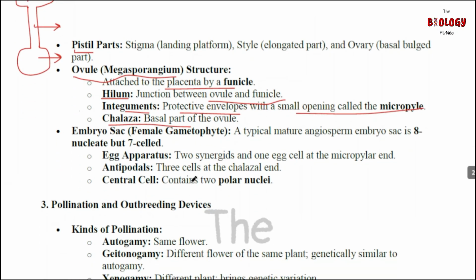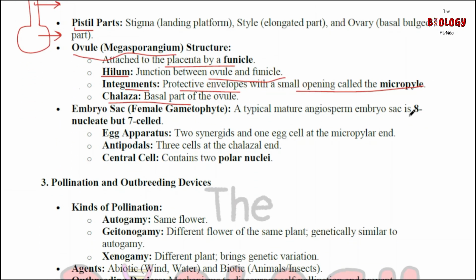The mature embryo sac consists of 8 nuclei and 7 cells. Let us learn about it. There is the egg apparatus, which consists of 2 synergids and 1 egg cell at the micropylar end. There are the antipodals, which are 3 cells at the chalazal end, and in the middle there is a central cell which consists of 2 polar nuclei. If you calculate it, you will find that there are 7 cells and 8 nuclei. That's why it is known as 8-nucleate and 7-celled.